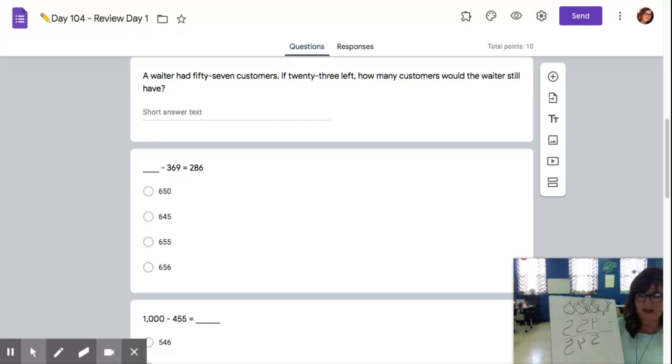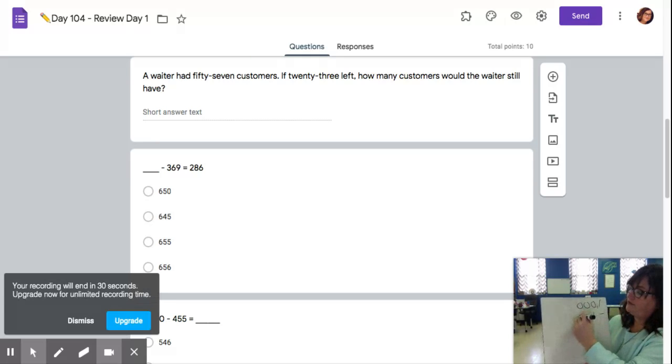Now, another way you could have done that and still gotten 545, when you had 1,000 minus 455, you could have said, I don't want to do all of that. I just want to take 999 minus 454. You could have done that and ended up with the same answer.